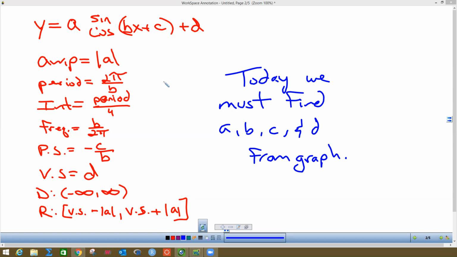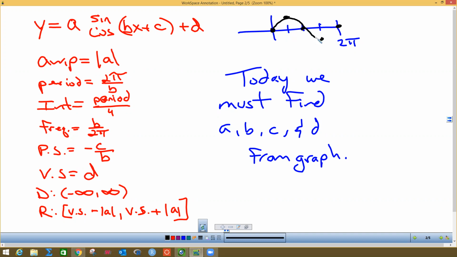Okay, quick review here. The sine graph looked like this from 0 to 2 pi. That's pi. This is pi over 2. That's 3 pi over 2. The sine graph started at the origin, went to a max at 1, went to the origin or 0, went to a negative 1, went back to a 0. Looked like this and does this forever. That is the sine graph.